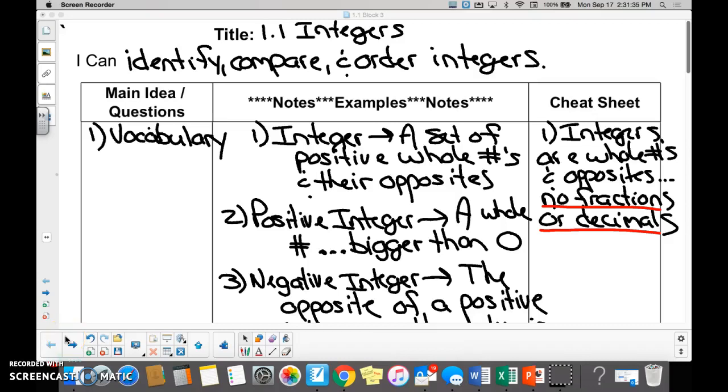1.1 Integers. I can identify, compare, and order integers. Layla, can you identify, compare, and order integers now that we've done this lesson? Or do you think you can? Yeah. Awesome. Everybody give Layla a candy.